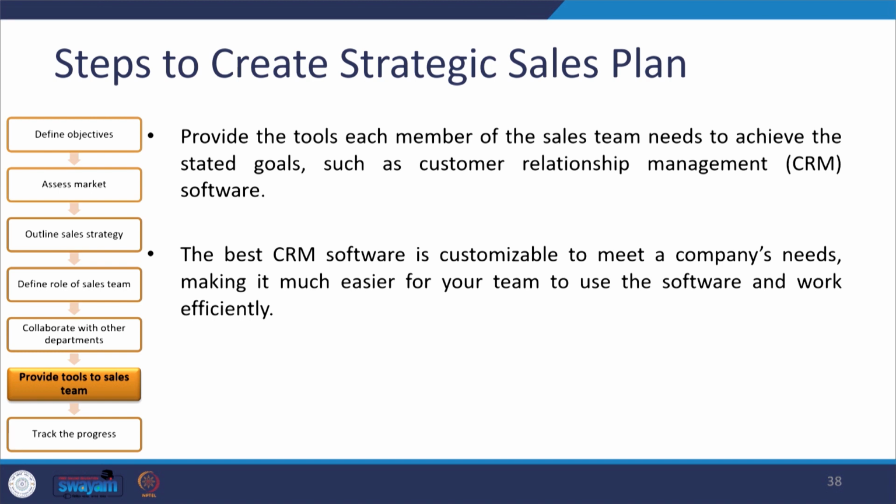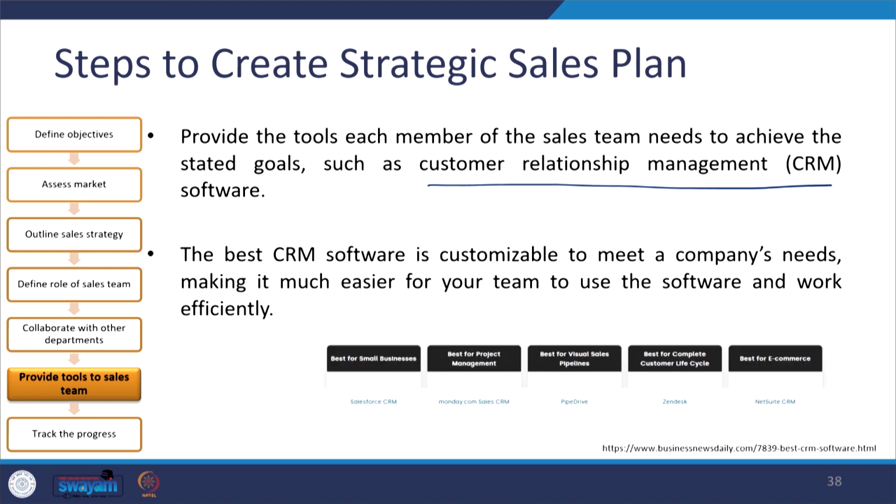Coming to the last but one stage, that is providing tools to the sales team. Here, provide tools to each member of the sales team, for example customer relationship management software. The best CRM software is customizable to meet a company's needs, making it much easier for your team to use the software and work efficiently with it. So here are some examples of the best sales CRM software. For small businesses, Salesforce has been ranked as the best CRM software, and for complete lifecycle management of customers, Zendesk offers the best features for companies.